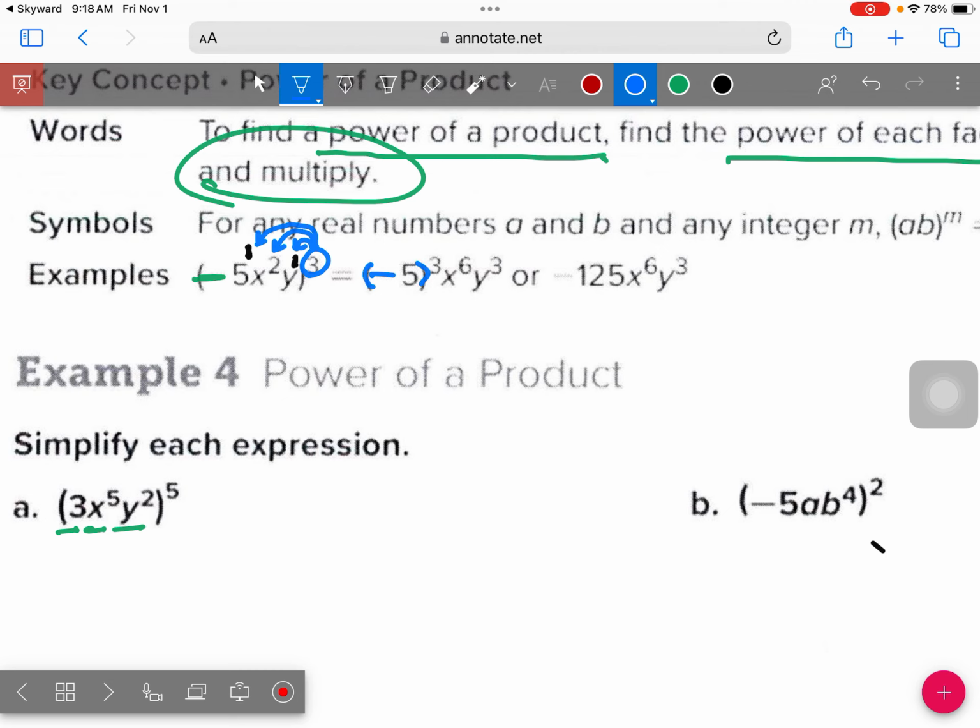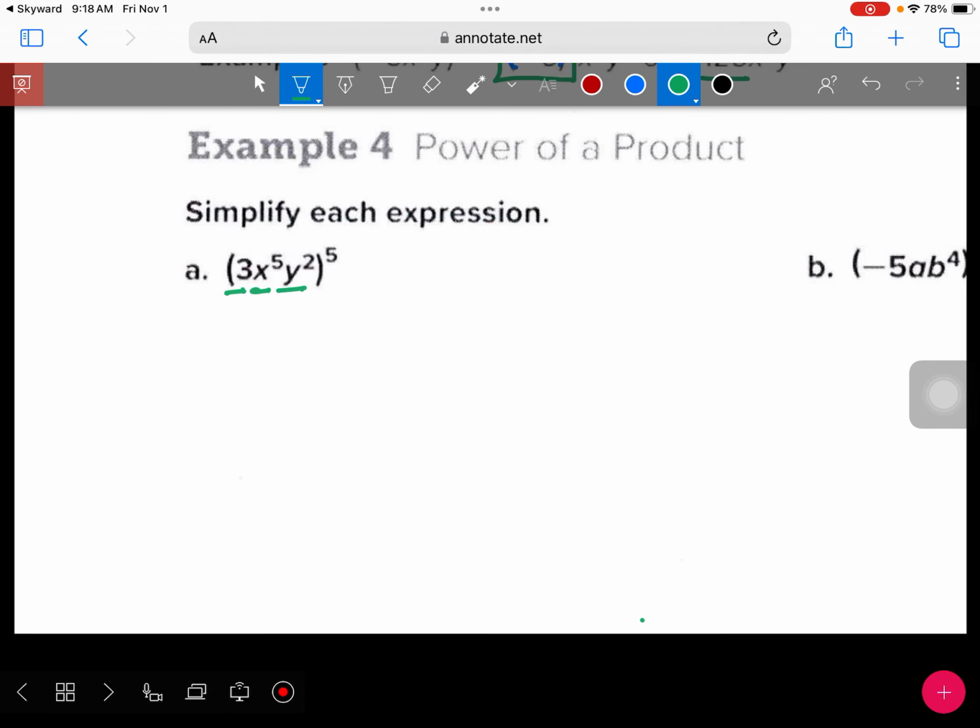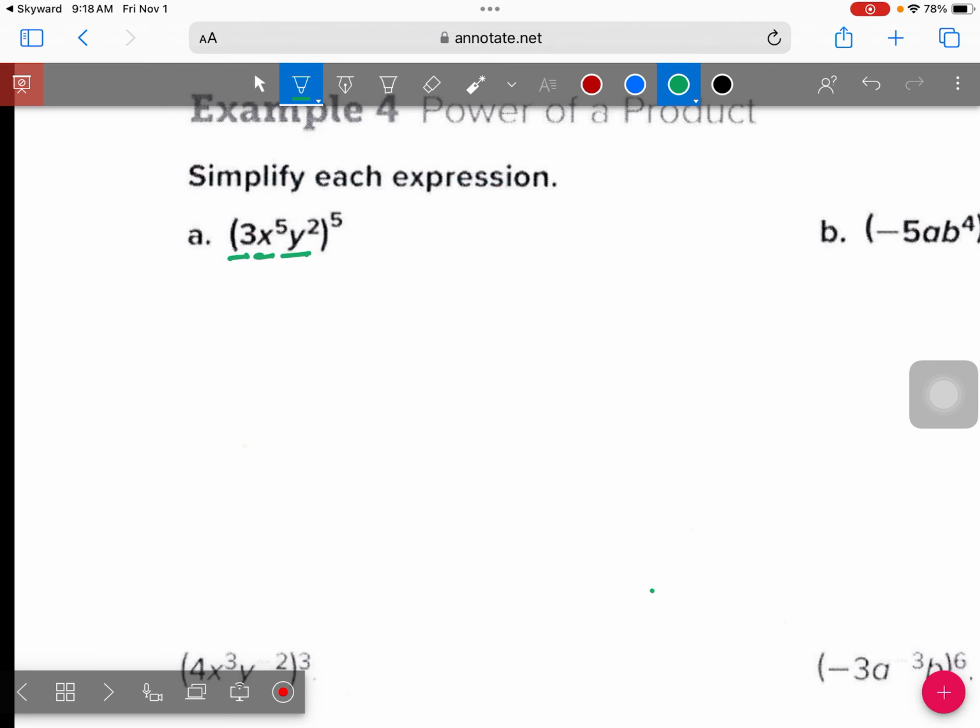So this is negative 5 to the 1 times 3 is 3. X to the 2 times 3 is x to the 6th. Y to the 1 times 3 is 3. And then when you have a number that you can actually take to a power, you do need to simplify that. Negative 5 to the 3rd power is negative 125. Okay? So let's do that with some of these problems here at the bottom.